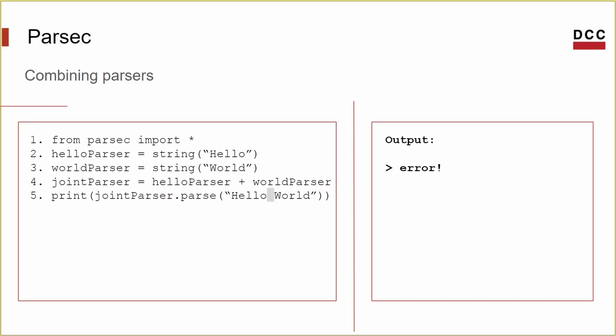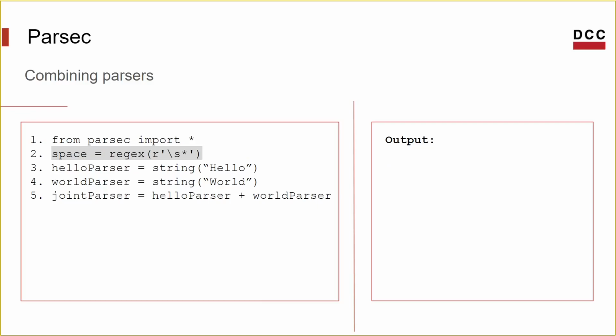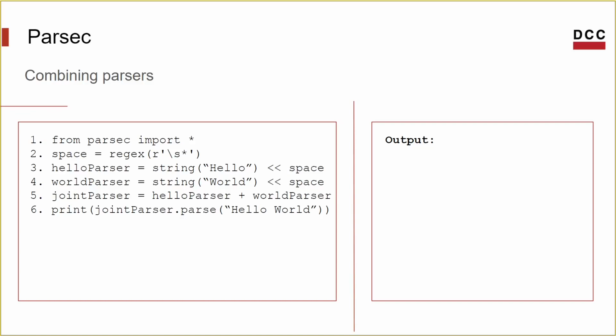A way to solve it is creating a space parser. And to do this, I'm using the function regex. This function allows us to create a parser from any regular expression. So here I'm passing a sequence of white spaces. And by combining the space parser with the string parsers using the skip operator, we indicate that any white space character after a string must be ignored. And now we can run the string hello world without problems.